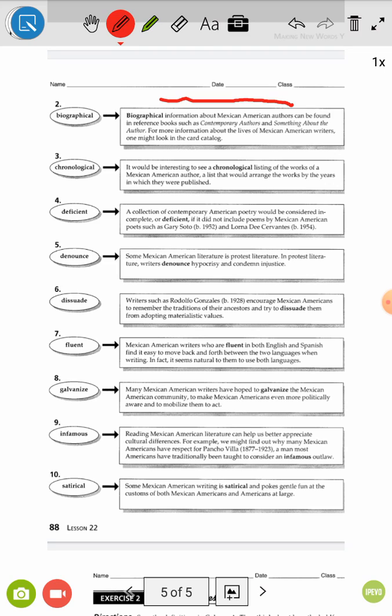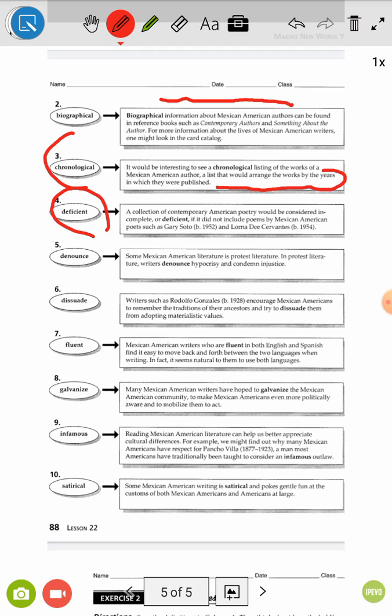Okay? Number 3, chronological. It would be interesting to see a chronological listing of works of a Mexican American author, a list that would arrange the works by the years in which they were published. In other words, it's just a list that would be arranged in order. So chronological, the events happen in order: first, second, third. Chronological order.